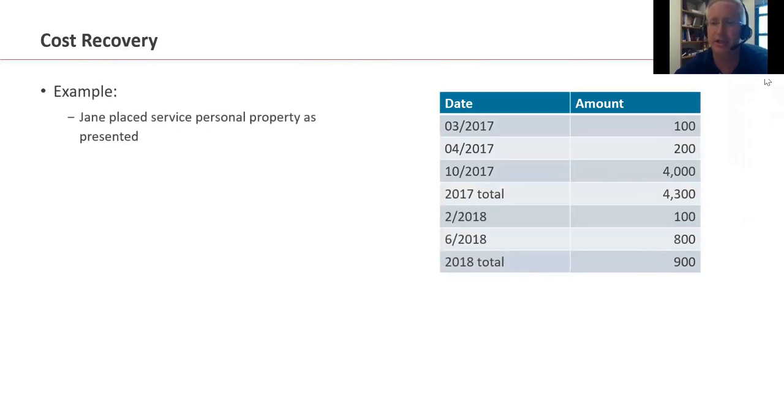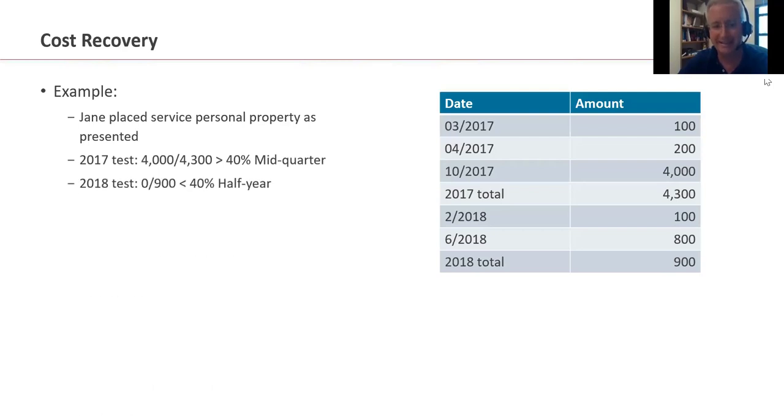All right. So here we go. March, April, October. There's my 2017 totals. And then in February and June of 18, she placed in service the following. So what we would say is, well, we need to look at 17 first to determine, if this is all personal property, what is the convention that's going to apply in 2017? Well, I'd look at what is the amount I placed in service in the fourth quarter. Well, that's 4,000. What's the total? 4,300. That's clearly more than 40%. For those three assets, the March, the April, and the October 17 assets, I'm going to use the mid-quarter convention.